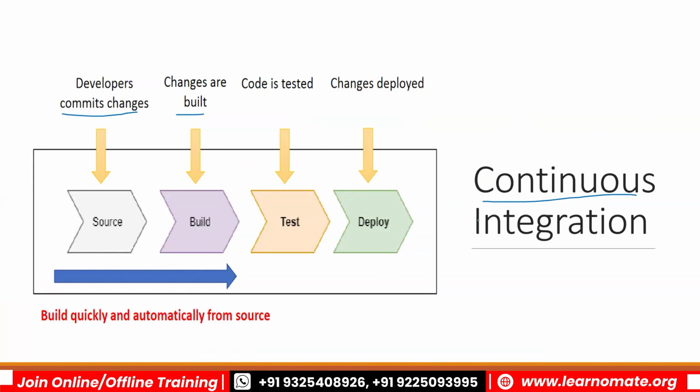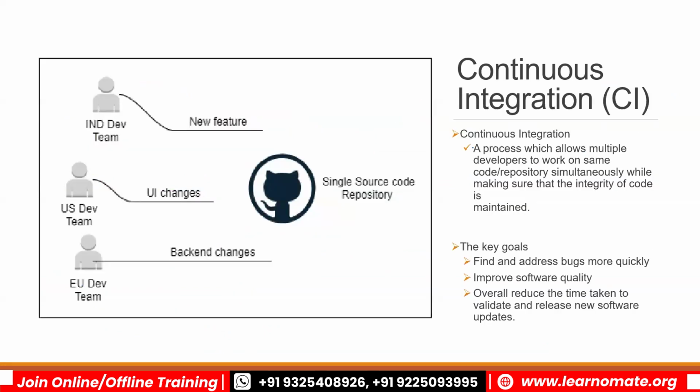Okay, this is nothing but continuous integration. We use tools like Git, where we are able to collaborate with different teams spread across the geography and work as a single team, depositing the code into your source code repository. So what is CI? A process which allows multiple developers to work on the same code or repository while making sure the integrity of the code is maintained. That is your CI.